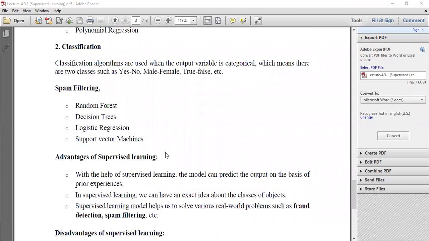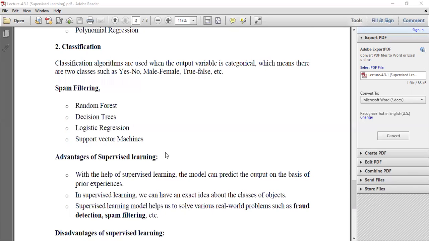Classification algorithms are used when the output variable is categorical, which means there are two classes such as yes or no, male, female, true and false, etc. Examples are spam filtering, random forest, decision tree, logistic regression, and support vector machine; these algorithms we use in classification.